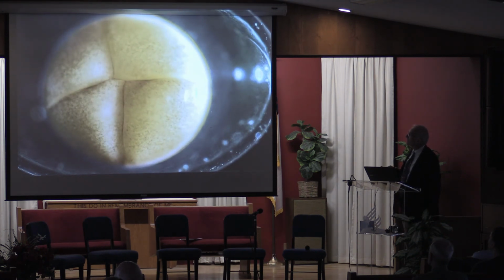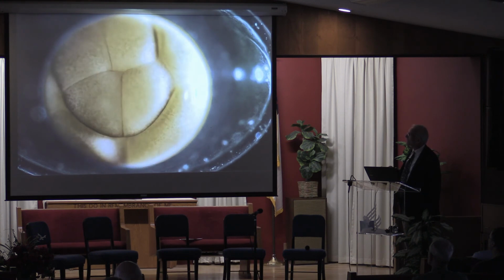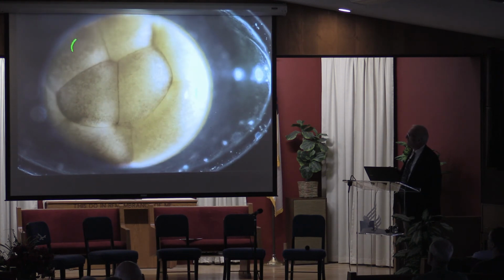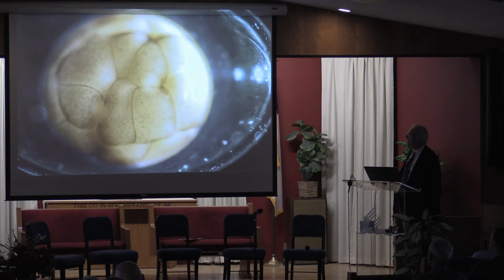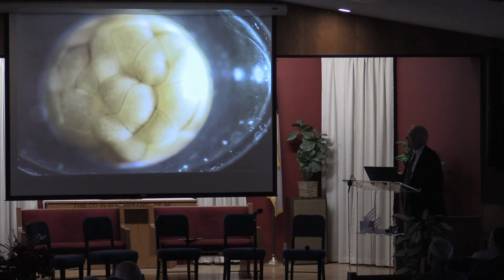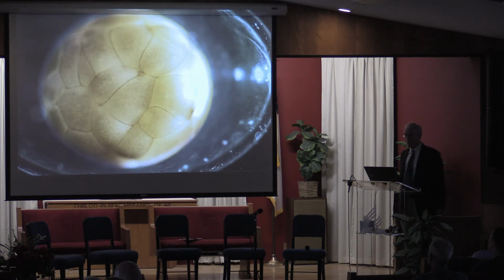Second furrow, second division. Watch the third one. There it is. This is now the head. That's the tail at the other end. Now watch as it divides. The cells get smaller and smaller.